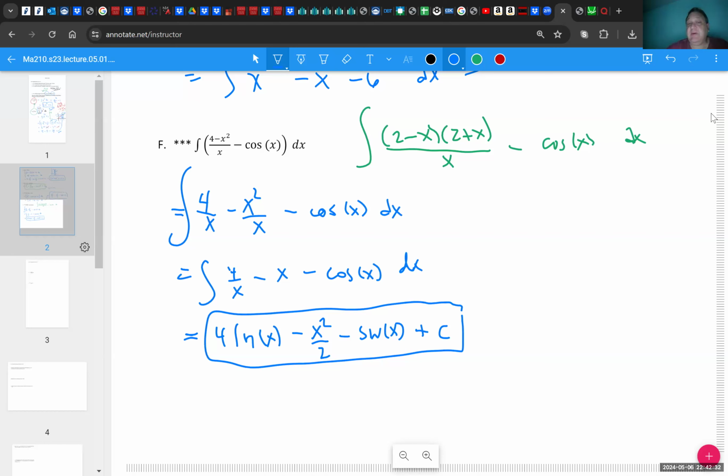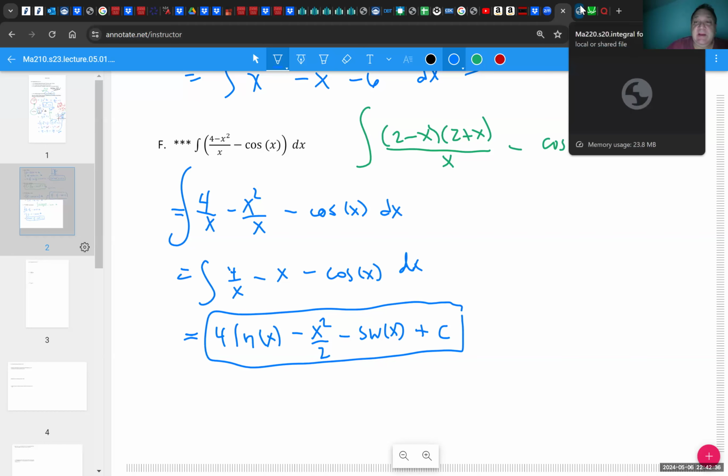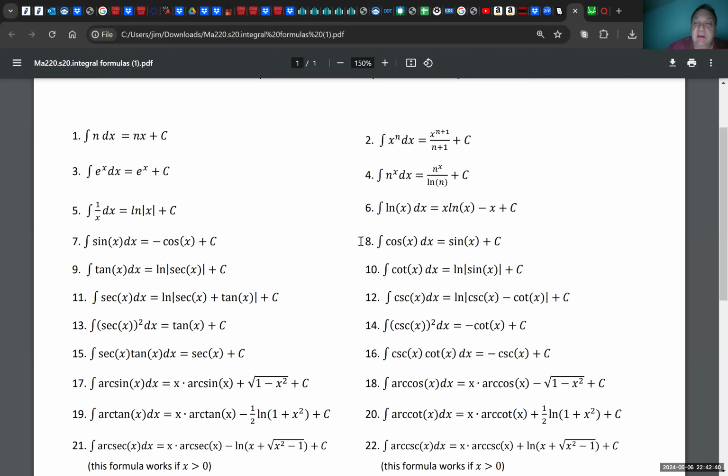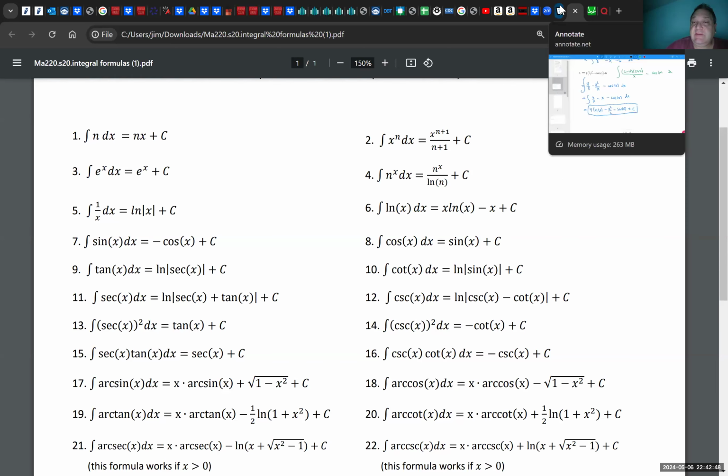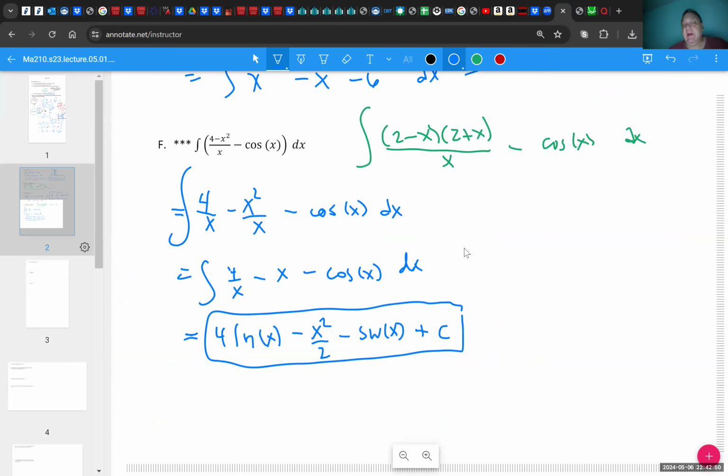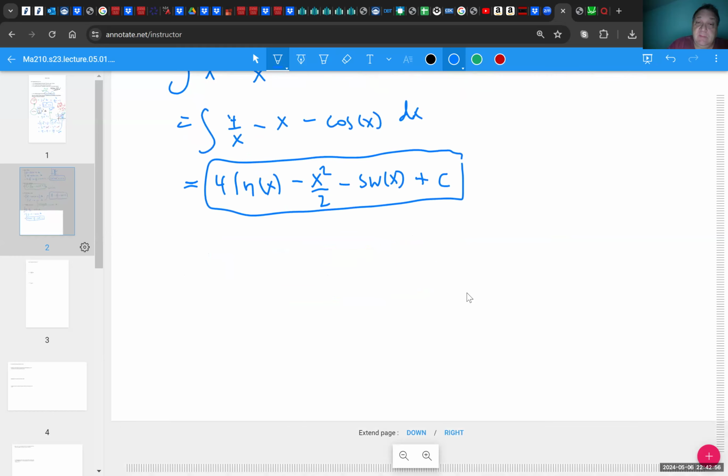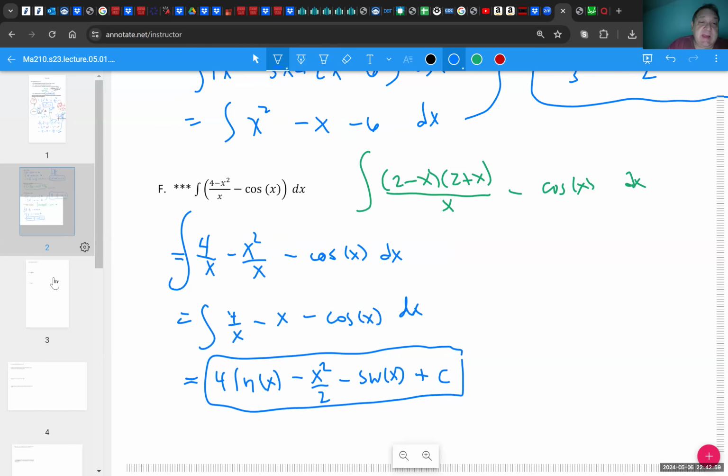And if you're unfamiliar, if you don't remember what the antiderivative of cosine x is, it's a great idea just to go to your formula sheet and say, oh, okay, number 8, antiderivative of cosine is just sine, right? So again, don't be afraid to have a formula sheet next to you or available to help you do these recognizable antiderivatives. All right, last page.